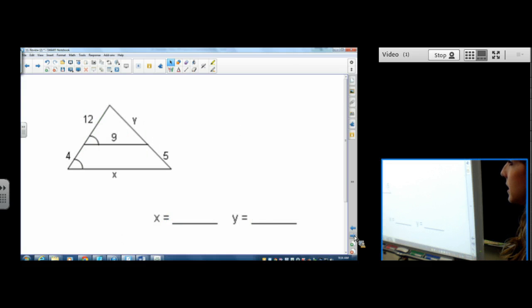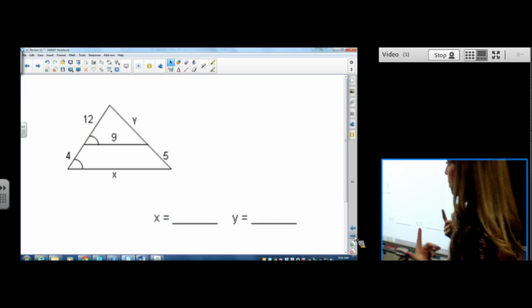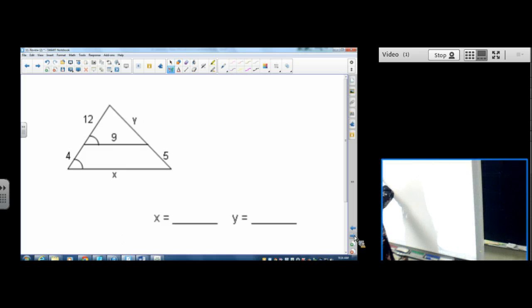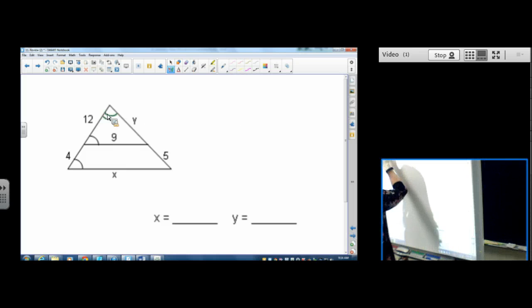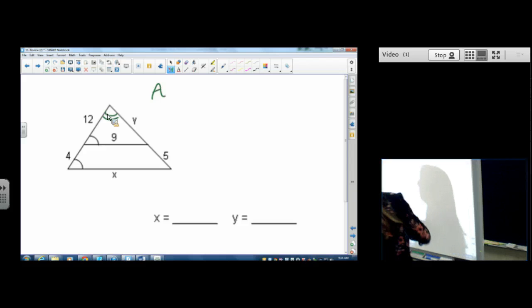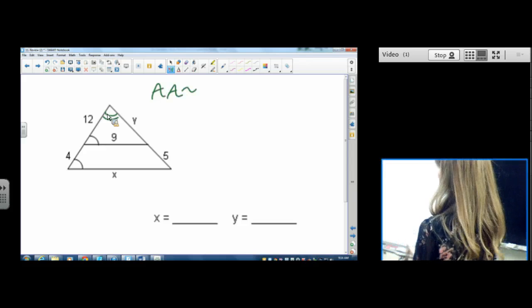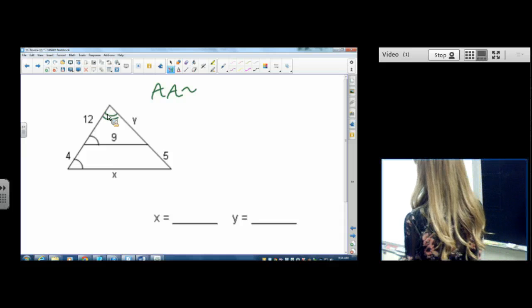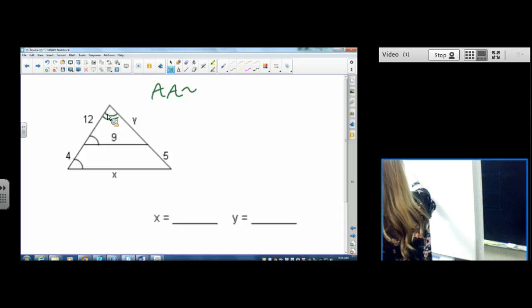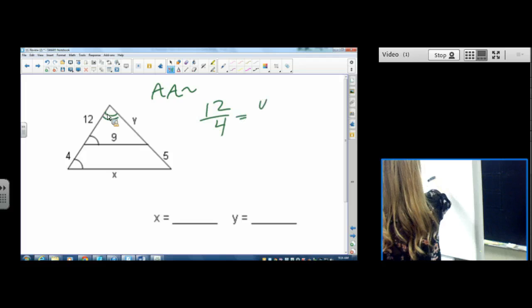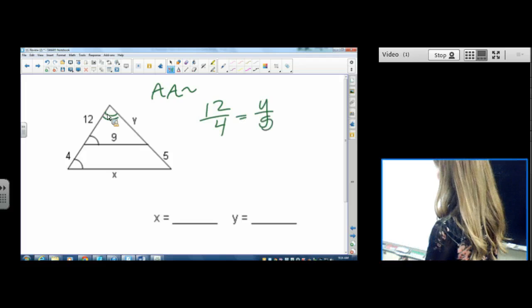All right, let's look at this next one. These two triangles are similar because I have a shared angle, so they're similar by angle. So now we can use all of our similarity postulates. We can set up proportions actually. To find y, you can do 12 is to 4 as y is to 5 as long as you're careful.